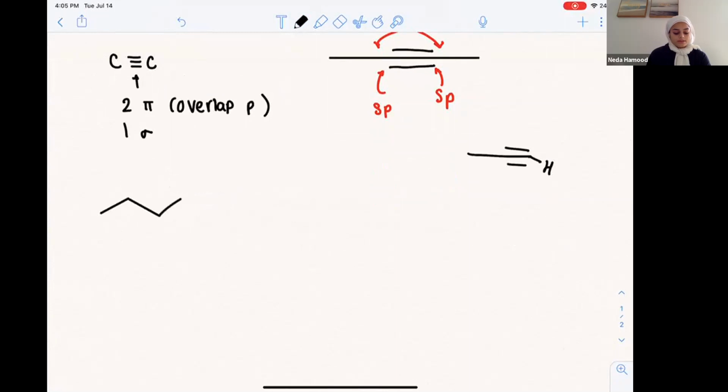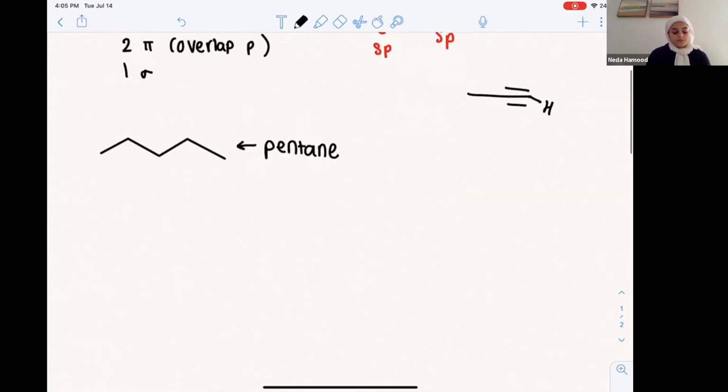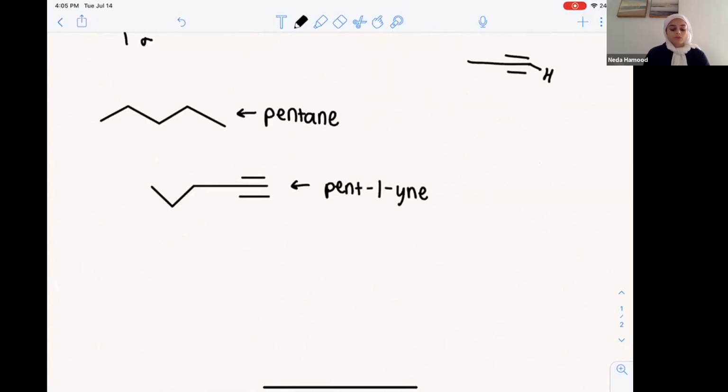So let's say that we have this 1, 2, 3, 4, 5. So this would be pentane. Say that you moved it to this. So you have 3 carbons. 1, 2, 3, 4, 5. This would be pent-1-yne. So you can see how the triple bond is at the 1.